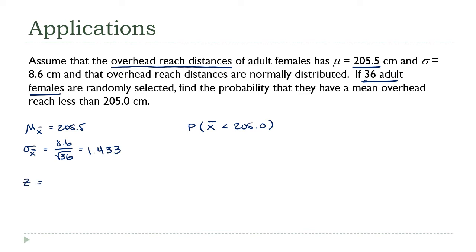My z-score is, just make sure I get these in the right order, I always mix these up sometimes. It's going to be 205, that's the value we're given here, minus the mean, 205.5, divided by my adjusted standard deviation, 1.433. And that is negative 0.34884. So my probability here is the same as the probability that z is less than negative 0.34884.